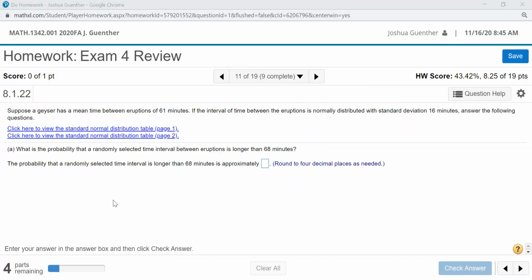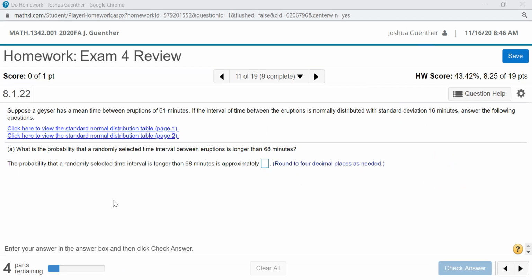Next problem: suppose a geyser, so a hole in the ground that shoots water up, has a mean time between eruptions of 61 minutes. So it erupts, and then on average, it takes another 61 minutes before it erupts again.